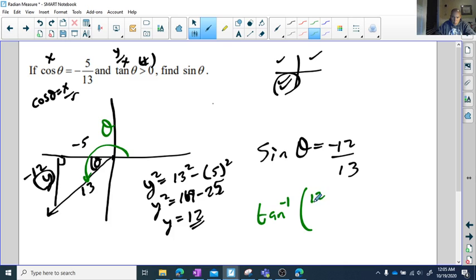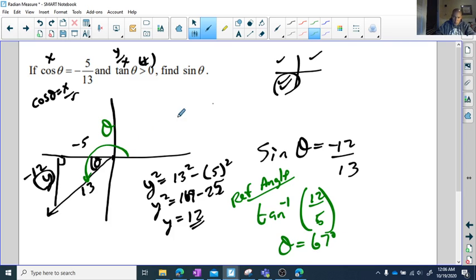But notice what I don't do when I'm finding this. This is to find the reference angle, which is the little angle in the corner. I don't put any negatives in here. It's 12 over 5. I'm going to figure out that little angle in the corner. So I'm going to go second function tan to get my inverse tan of 12 over 5. And that will give me 67 degrees.